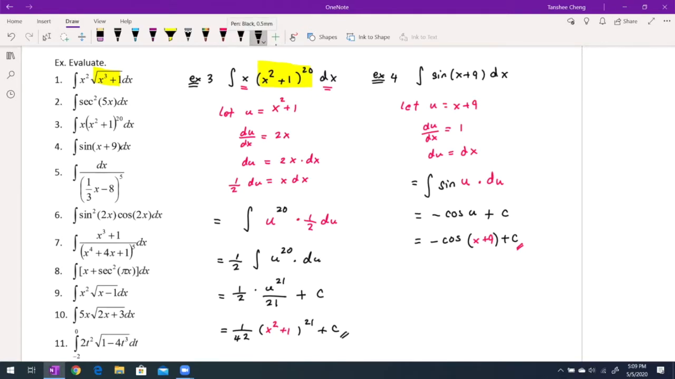Wait, can you repeat what you said? If you forgot to put the plus constant, yes. Because the question is asking you to evaluate this indefinite integral, so when you evaluate an indefinite integral, that will give you a general function. The derivative of negative cosine u gives me sine u, but it will also be true with a different plus a constant piece. So you need to give me the general antiderivative.